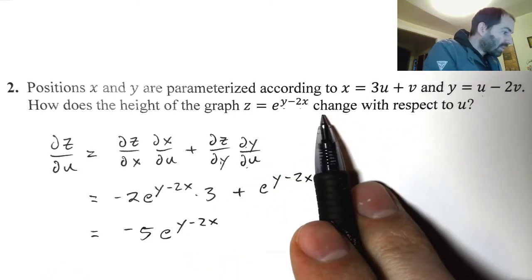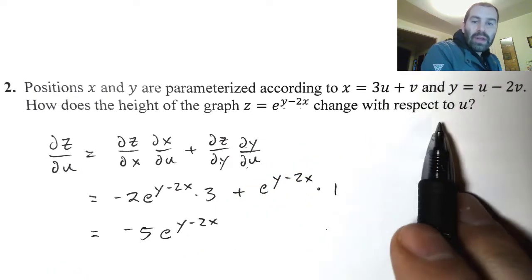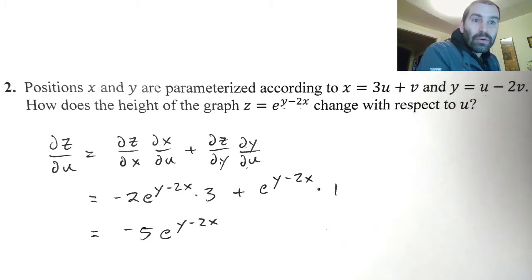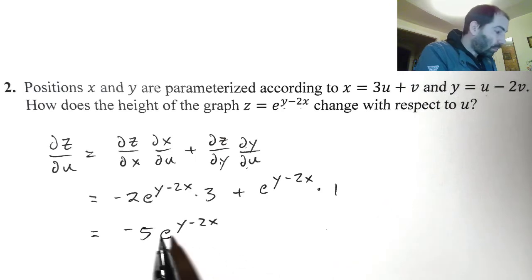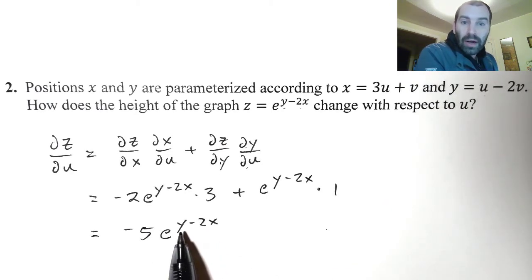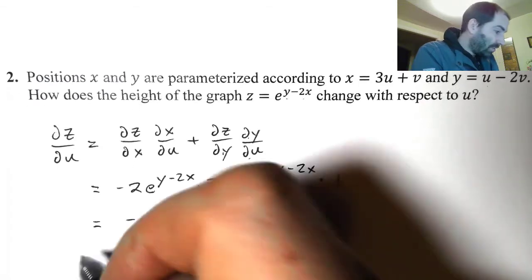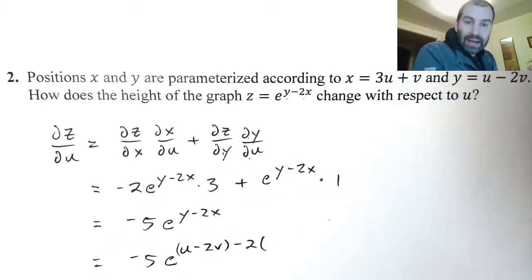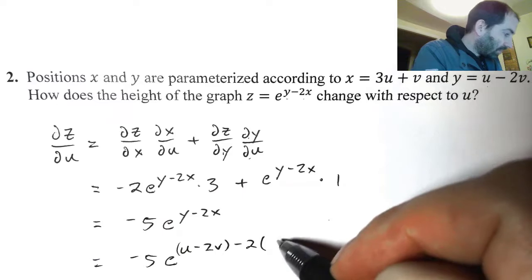Now, notice they're asking how it changes with respect to u. They probably want the answer in terms of u and v, because they've gone down to that level. So let's write the answer in terms of u and v. Let's see, y is u minus 2v, and x is 3u plus v.